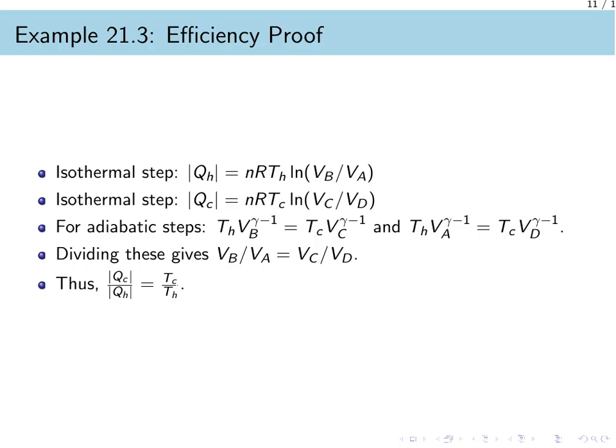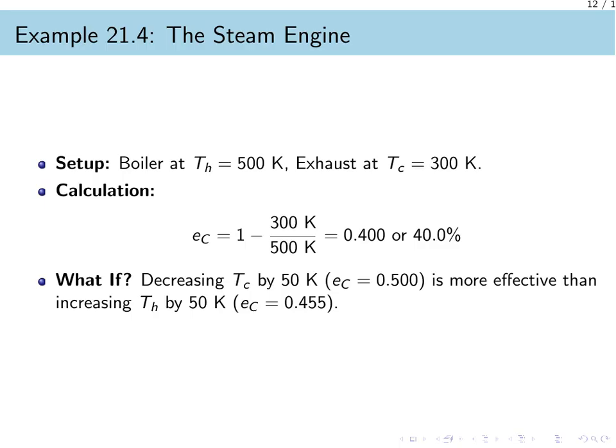We can prove the efficiency relationship by looking at each step of the cycle. For the isothermal steps, the heat transfer is proportional to the natural log of the volume ratios. For the adiabatic steps, the temperature and volume are related by the constant gamma. By dividing the adiabatic equations, we find that the volume ratio of the expansion matches the volume ratio of the compression. This allows us to simplify the heat ratio into a simple ratio of the absolute temperatures, confirming the mathematical basis for Carnot efficiency. Let us look at a practical example involving a steam engine.